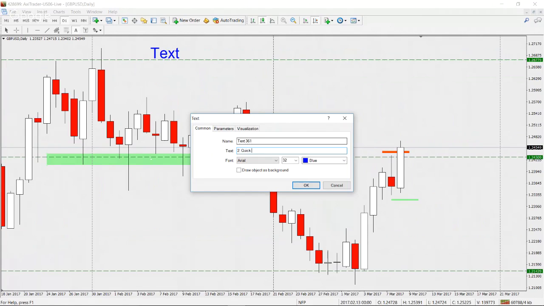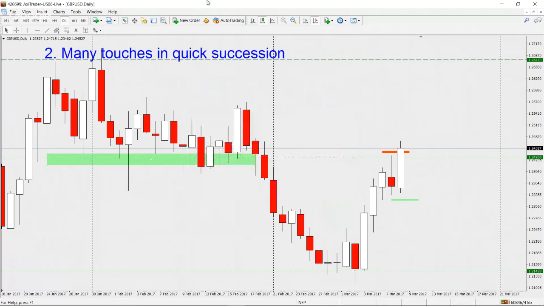Many quick touches in quick succession. What that means is, if the market is going to break through a level, what does it usually do? Well, I'll tell you, it usually doesn't double top. It usually doesn't tap it, move away, come back, tap it again, and then move away for a long time. In other words, a double top or a double bottom. What it normally does is tap it, then immediately tap it again, and tap it again, and tap it again, and then finally it'll break.